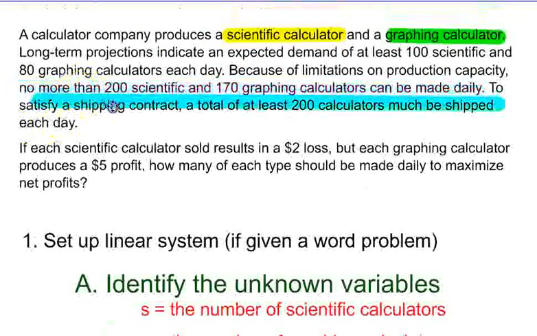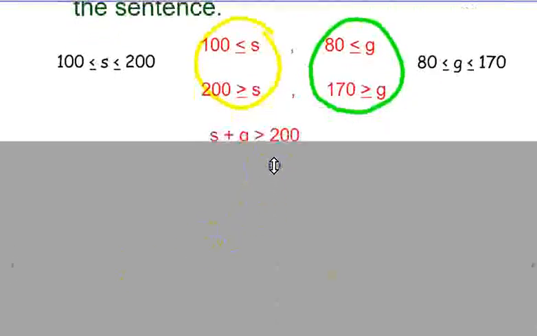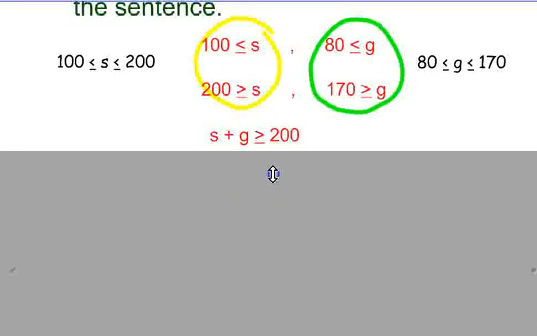It says, to satisfy a shipping contract, a total of at least 200 calculators must be shipped each day. It doesn't specify how many scientific and how many graphing. So in order to represent that, we take the number of scientific calculators plus the number of graphing calculators and add them together, and that number should be at least 200. This expression represents that.